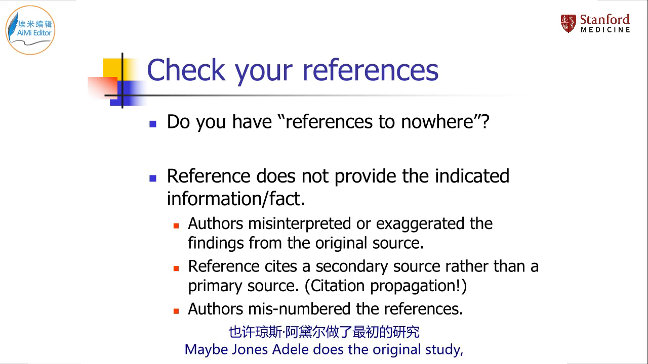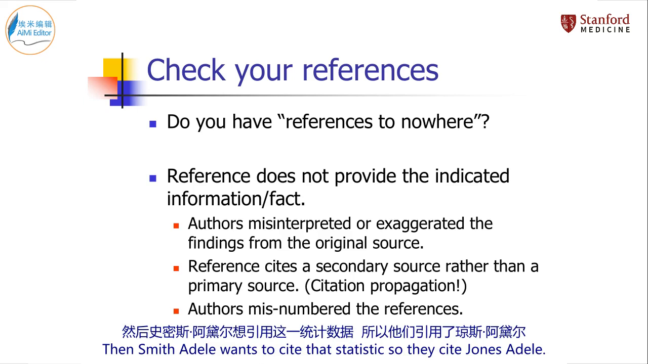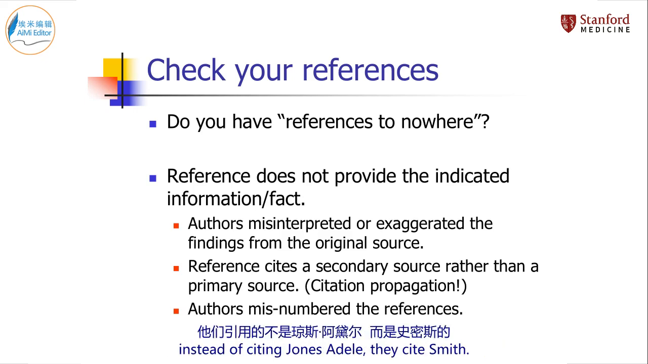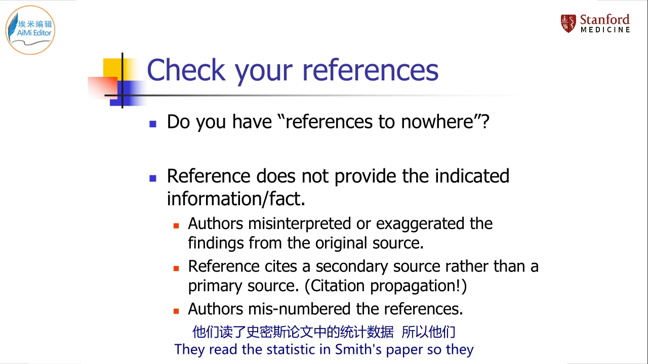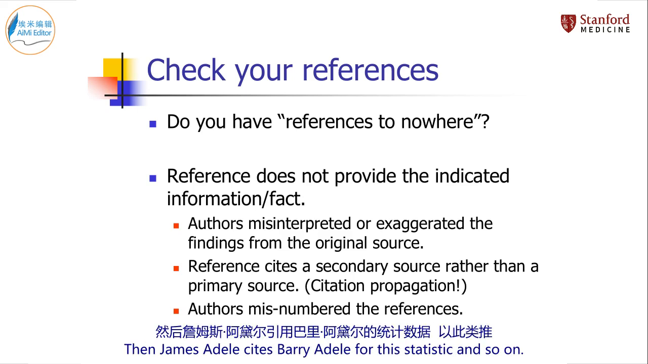Maybe Jones et al. do the original study. They come up with a statistic. Then Smith et al. want to cite that statistic, so they cite Jones et al. But then Berry et al. give the statistic in their paper, and instead of citing Jones et al., they cite Smith. They read the statistic in Smith's paper, so they don't bother to go back to get the original reference. Then James et al. cite Berry et al. for this statistic, and so on.